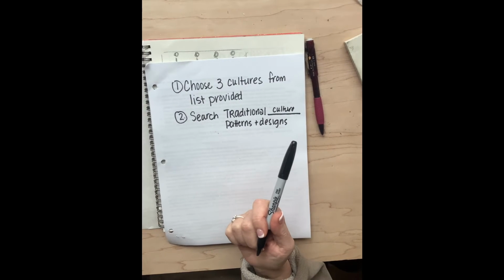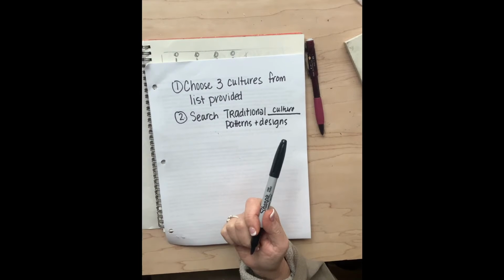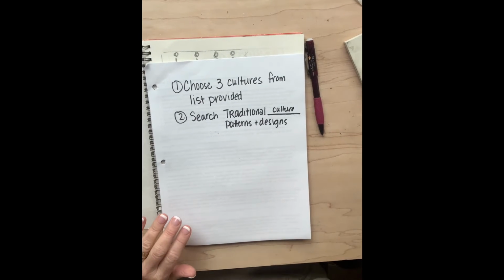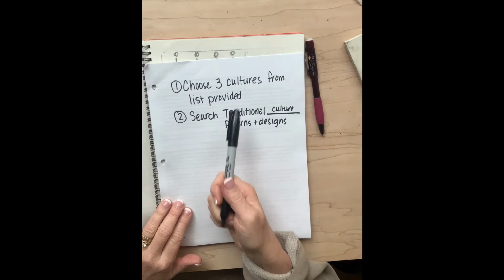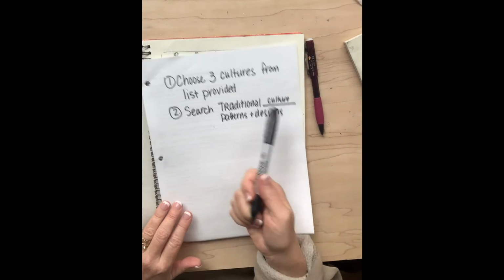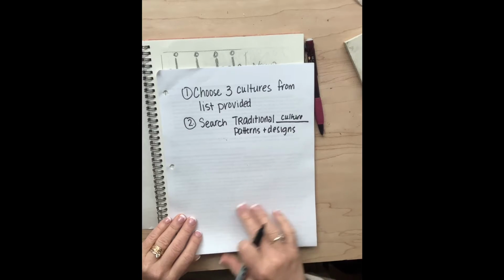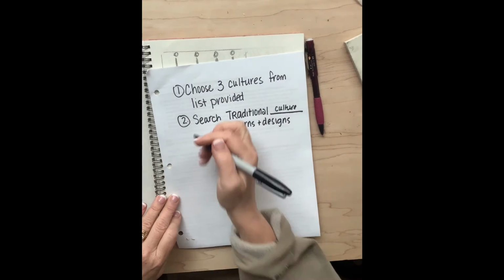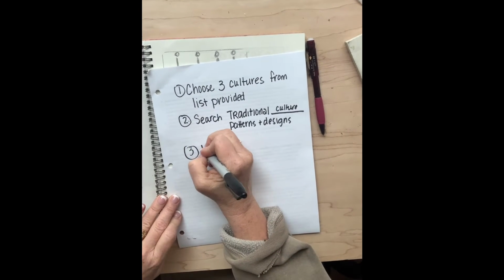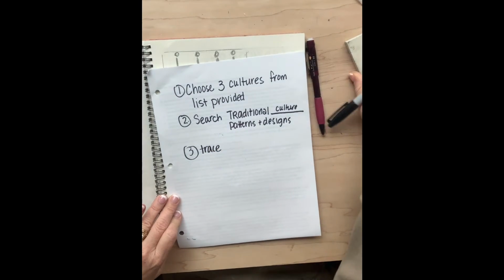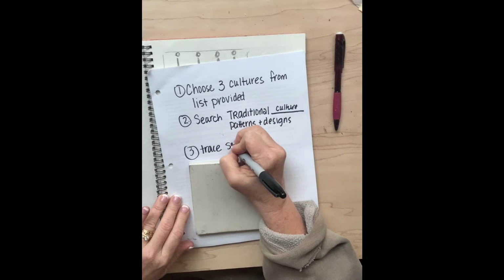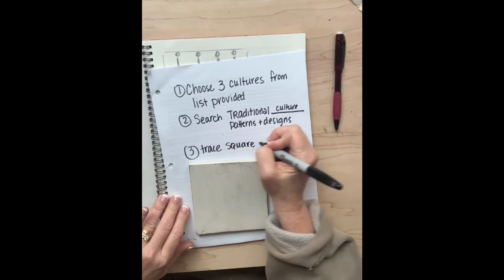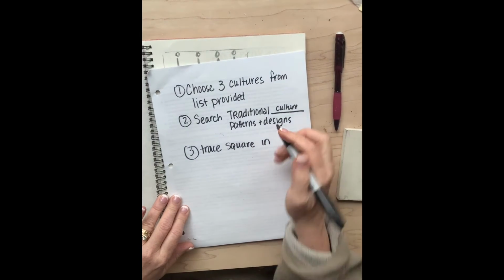Or let's say I have one here from the Nez Perce Native American culture, traditional Nez Perce patterns and designs, traditional Mayan. So you're going to go through the list and choose 3. Then in your sketchbook, you're going to trace the square that I've provided, because it's the specific size. Trace square in your sketchbook.